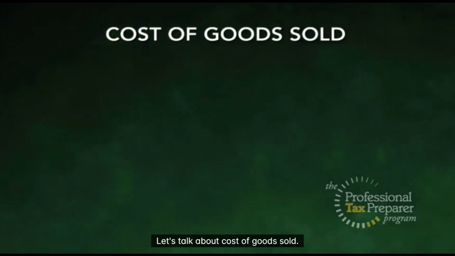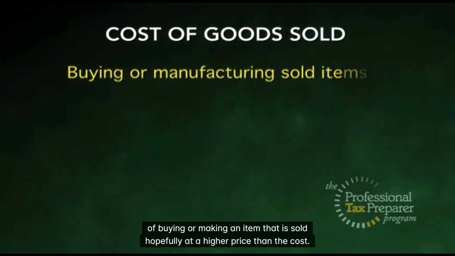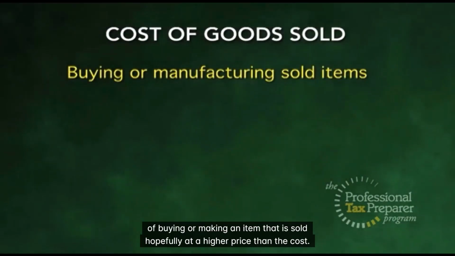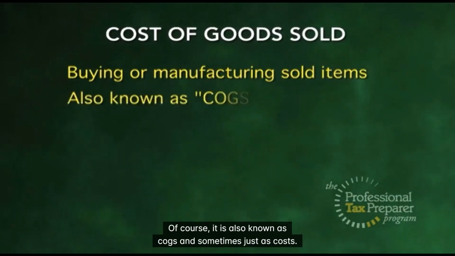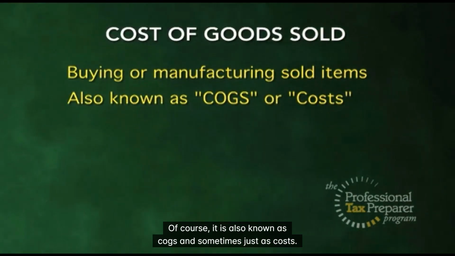Let's talk about cost of goods sold. The cost of goods sold is the price of buying or making an item that is sold, hopefully at a higher price than the cost, of course. It is also known as COGS, and sometimes just as costs.